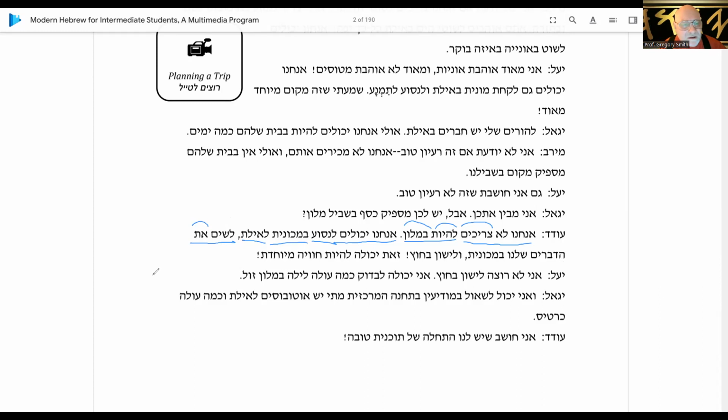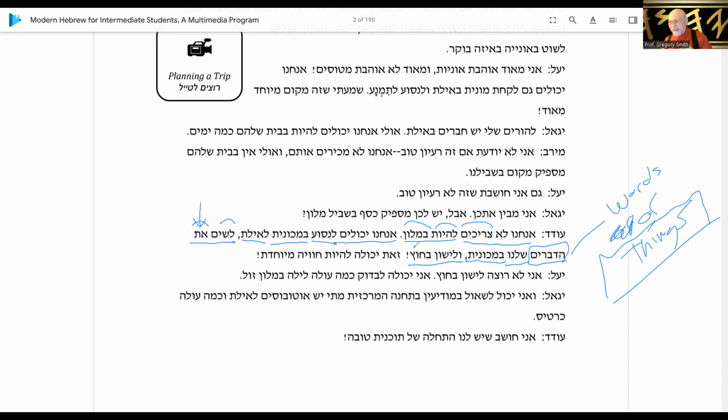Okay, so we have lasim, to put. Now this is untranslatable, it directs you to these right here, hadavarim. Remember that davarim means words or things. In this context, it's things. Shelanu, that's belonging to us, ba'mekonit, in the car, velishon bachutz, and sleep outside. In other words, sleep just in the open air.